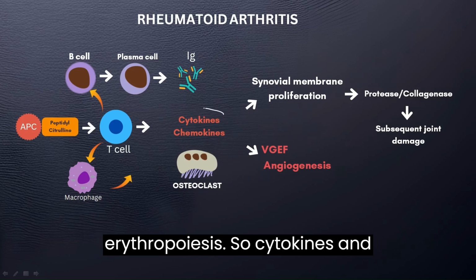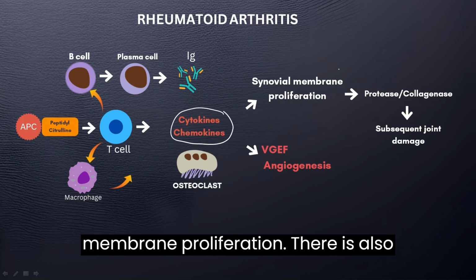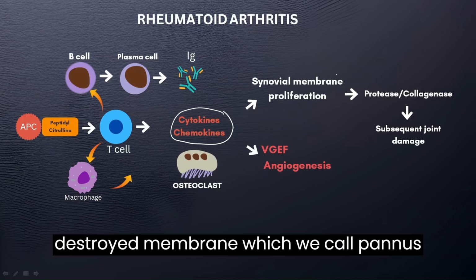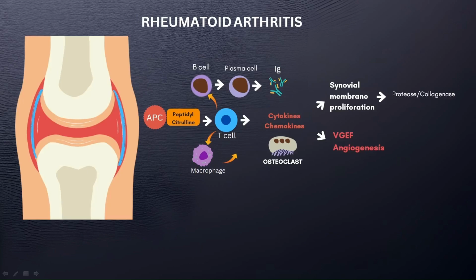So cytokines and chemokines can lead to a synovial membrane proliferation. There is also release of protease enzymes from this destroyed membrane, which we call pannus, and this leads to subsequent joint damage. So normally the synovial membrane is made up of a thin layer of cells.